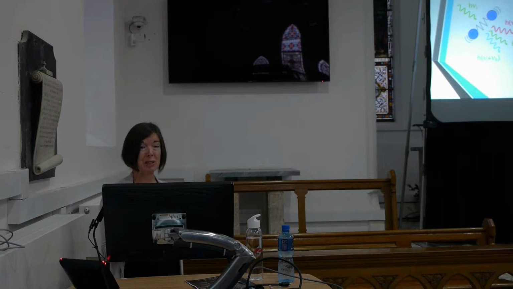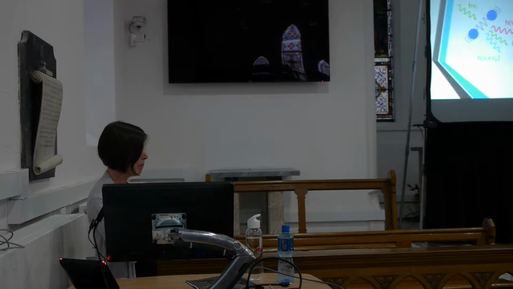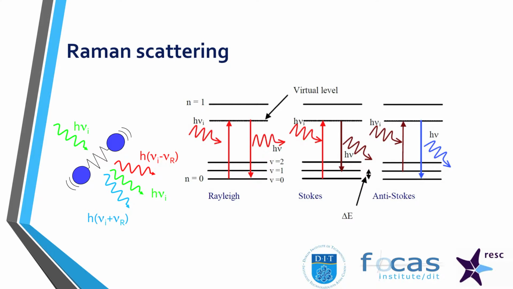So just to go into it in a little bit more detail, as we said, when we shine light on something, so here's the incident light, the molecule can move from the ground state to a virtual state, and then we can get emission of light. And when it goes back to the ground state, that light can have the same energy or frequency as the incident light. So again, this is just Rayleigh scatter or elastic scatter.